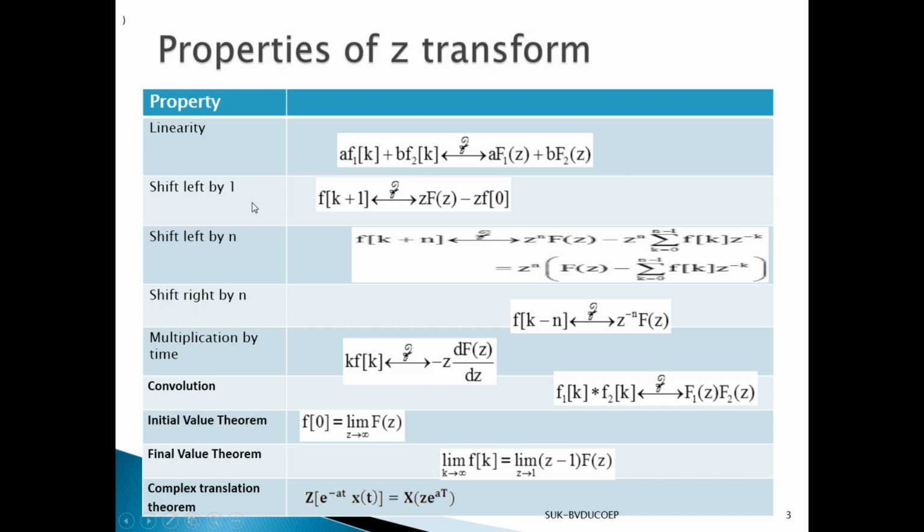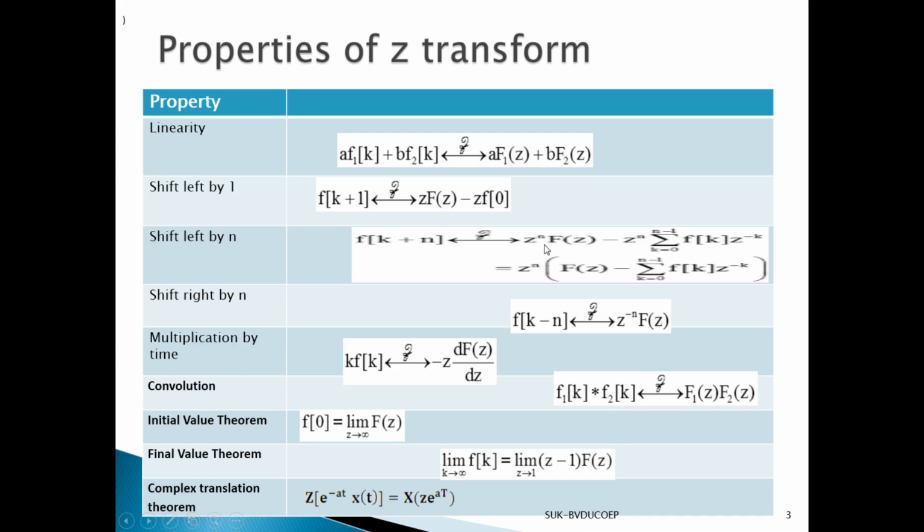Now this is very important. Shift left by 1. That means actually we have at k equal to 0 a certain signal, k equal to 1, k equal to 2 like that. But f of k plus 1 means if you put k equal to 0, it will be f1. So shift left, we are shifting the signal to the left side. Because it is a sequence, it is not a continuous time signal. So sequence 1, 2, 3, 4 like that. So that sequence will be shifted by 1 division. Shift left by n.